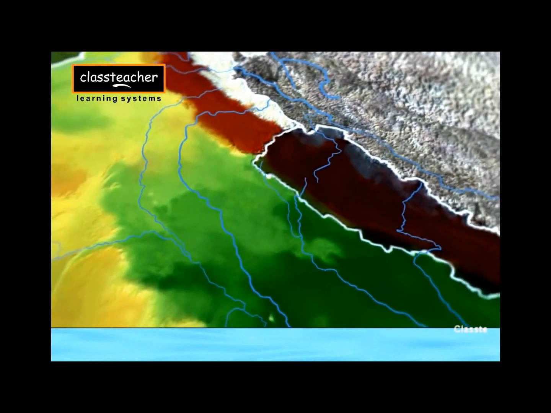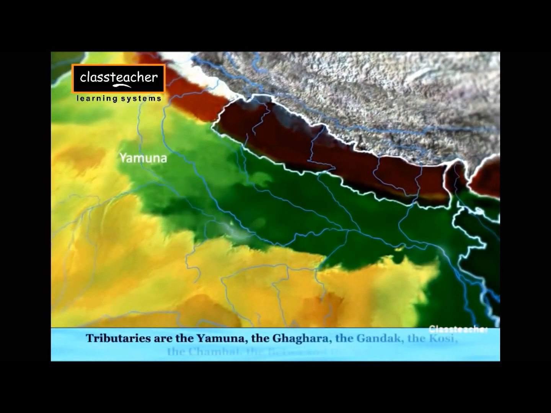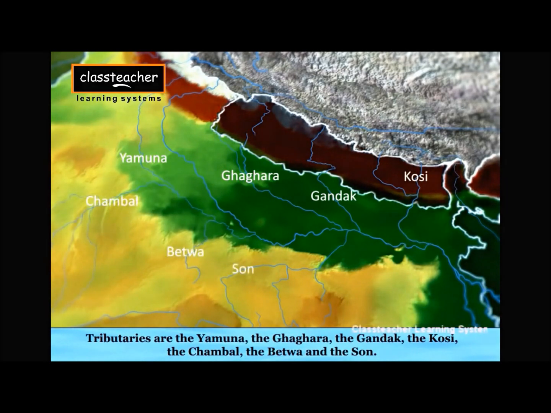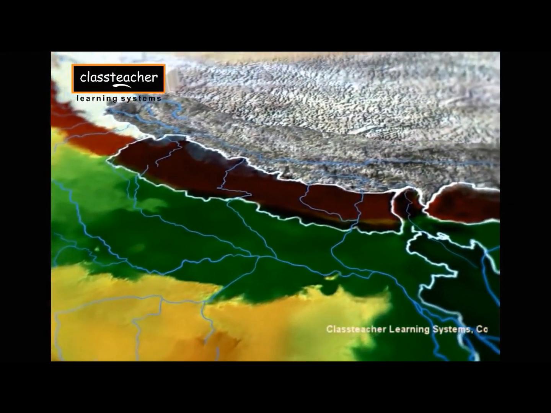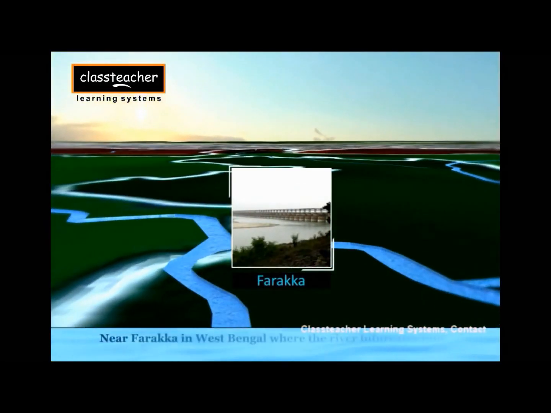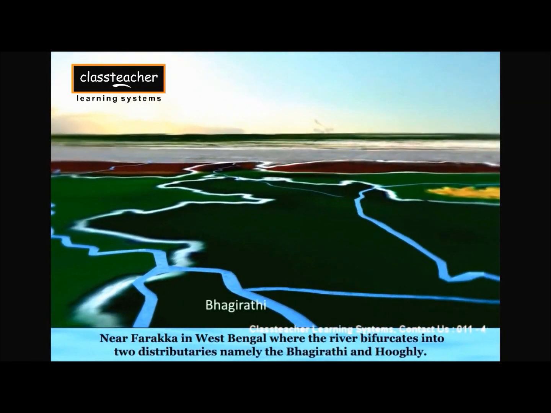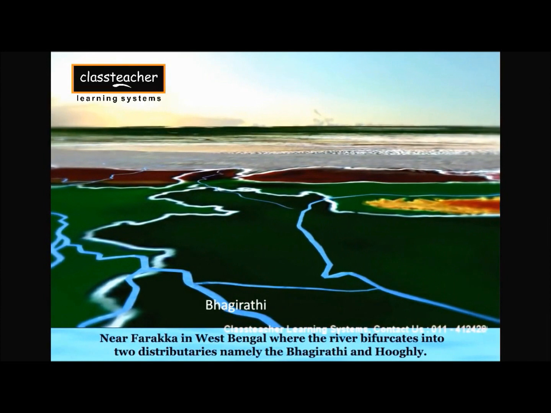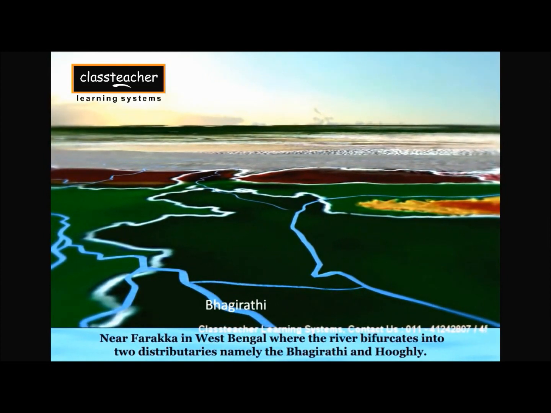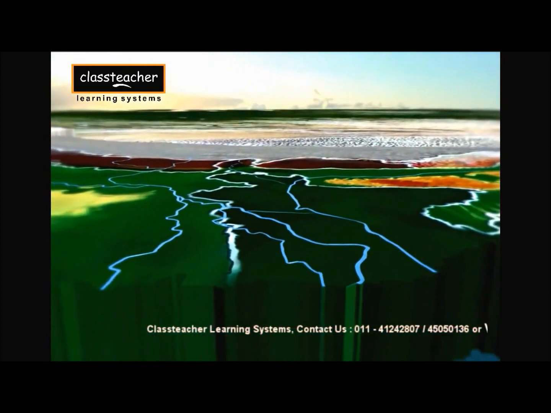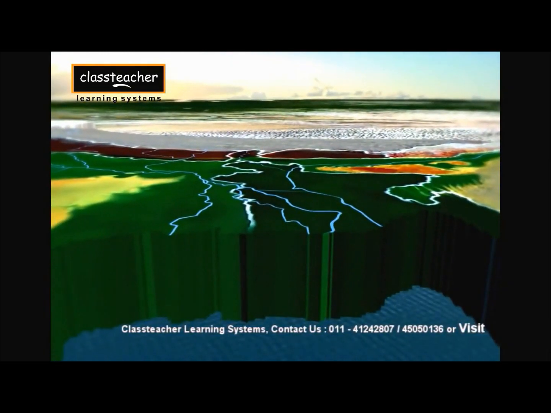Then it is joined by many tributaries such as the Yamuna, the Ghagra, the Gandak, the Kosi, the Chambal, the Betwa and the Son. It flows eastward till Farakka in West Bengal, where the river bifurcates into two distributaries, namely the Bhagirathi and another branch. One flows southwards into Bangladesh and is joined by the Brahmaputra river. It is known as Meghna, and the Bhagirathi flows through the deltaic plains to the Bay of Bengal.